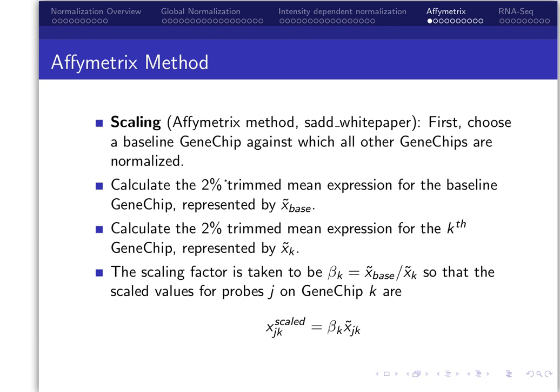First, the 2% trim mean expression is calculated for the baseline gene chip, and that is represented by x tilde base. Second, the 2% trim mean expression is calculated for the kth gene chip and is represented by x tilde k. The scaling factor is then taken to be beta sub k, so that the scaled values for probe sets j on gene chip k are given by this equation.